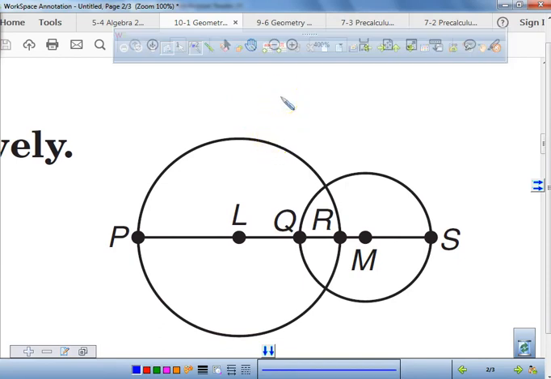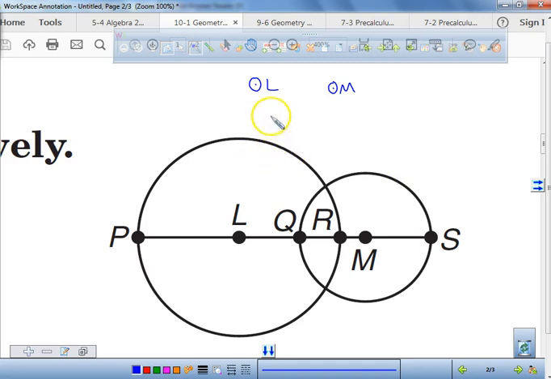You have 2 circles. Okay, so we have circle L, right? Circle L. And we have circle M. Good. Keep talking. You also have 1 line. Good. So look at your paper. Look at the information.